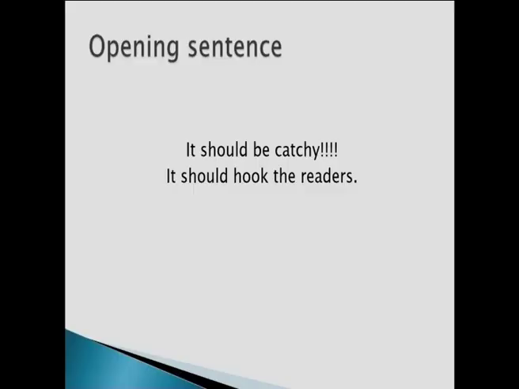Your opening sentence should be catchy. It should hook the readers. It should be like a magnet which attracts. It should be able to attract the attention of your reader. It sounds like a huge job, a very hard job.